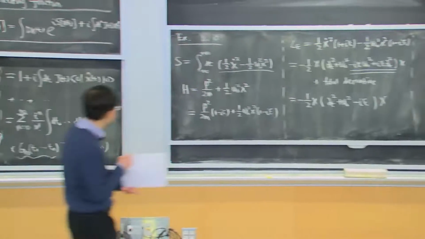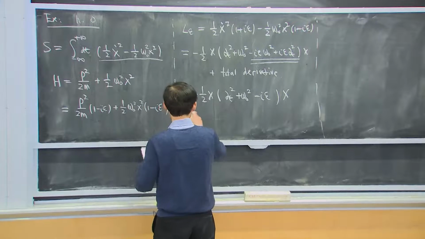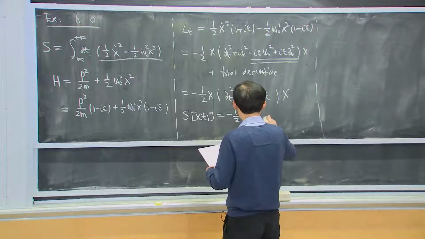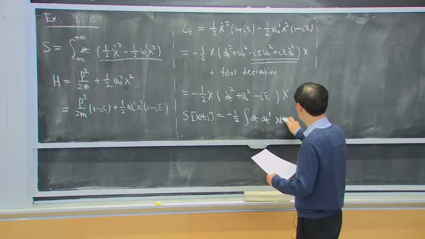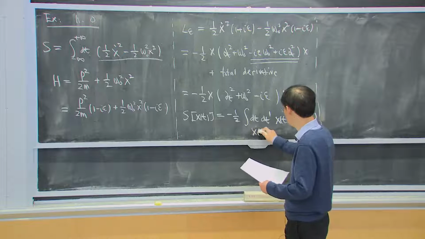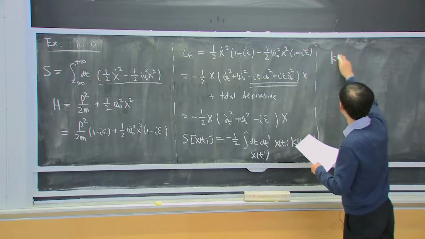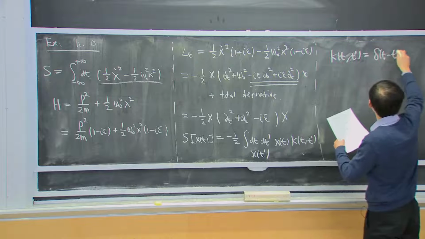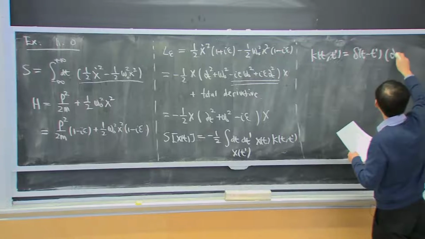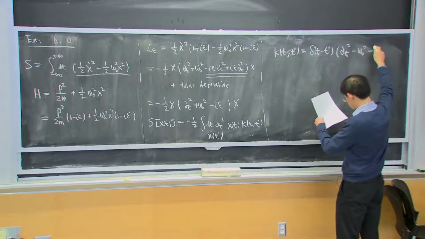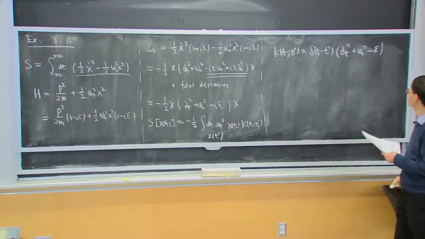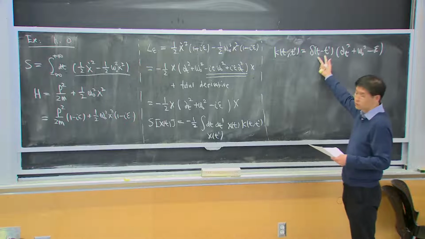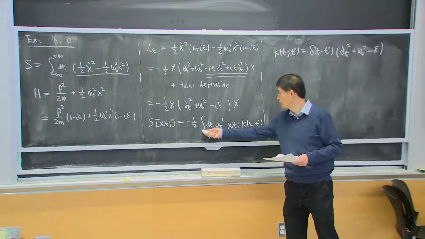Now we can write S epsilon of x(t) in the following form: minus 1/2 integral dt dt prime x(t) K(t,t prime) x(t prime), as we wrote before. K(t,t prime) is given by delta(t minus t prime) times (partial t prime squared plus omega 0 squared minus i epsilon). Again, we just introduce t prime and a delta function. Now we have a matrix form. This action has a matrix structure.